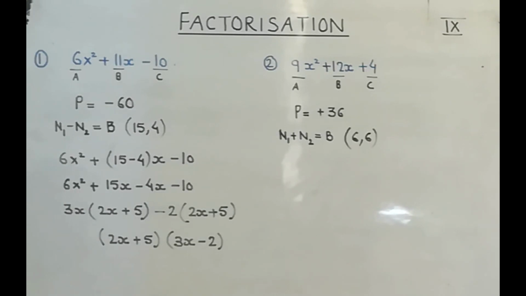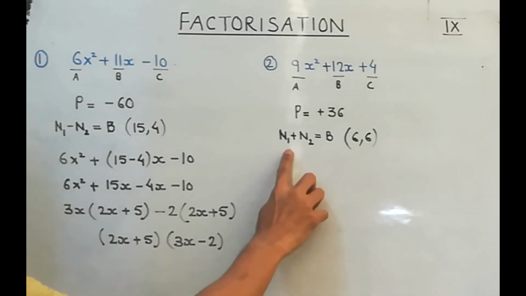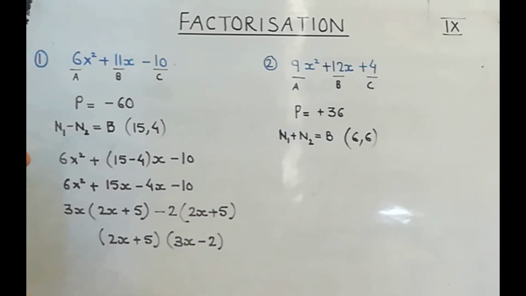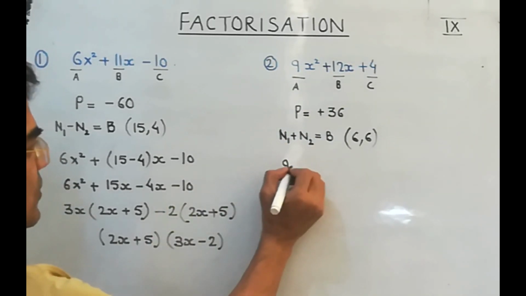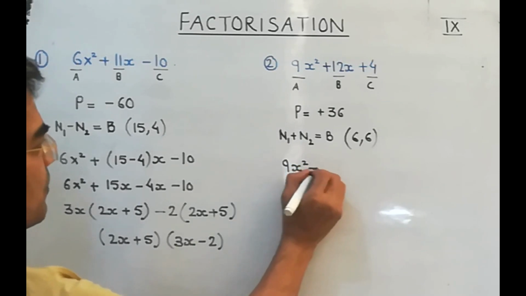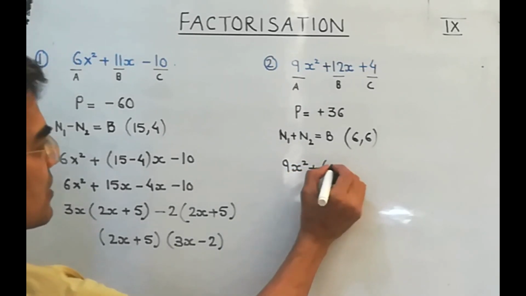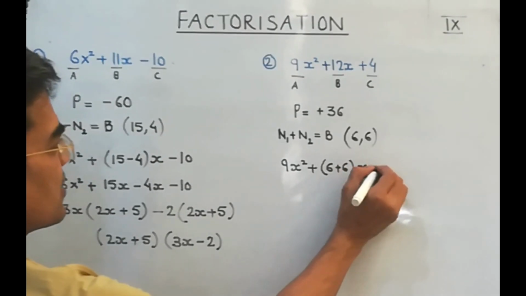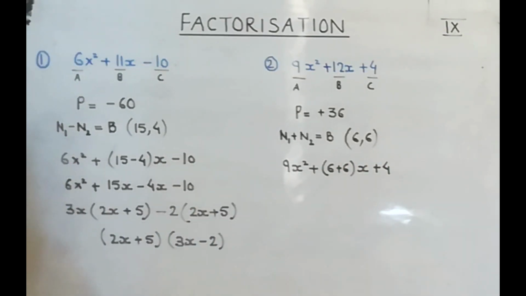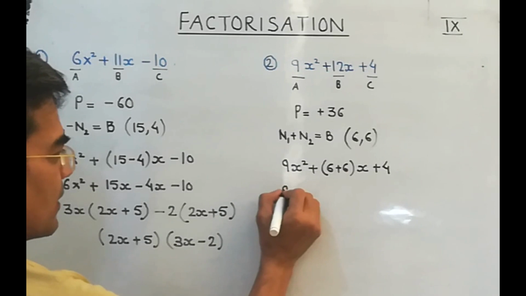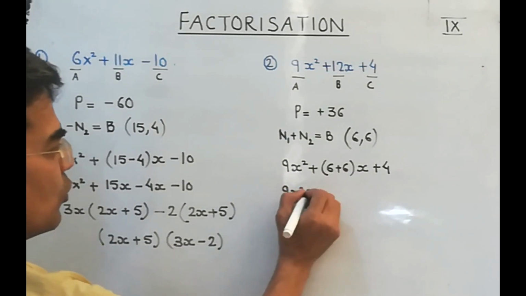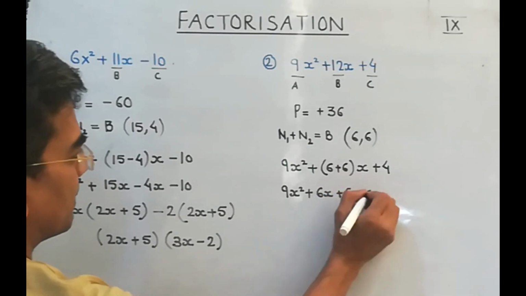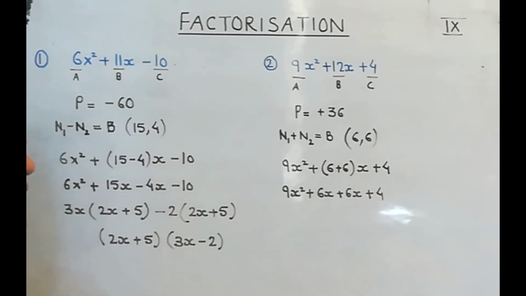So third step says replace b. After getting the two numbers, this b will be replaced by n1 plus n2. So 9x square plus, now b will be replaced by 6 plus 6. The rest will remain as it is, no changes. Now for grouping, you will open this bracket. It will be like this.